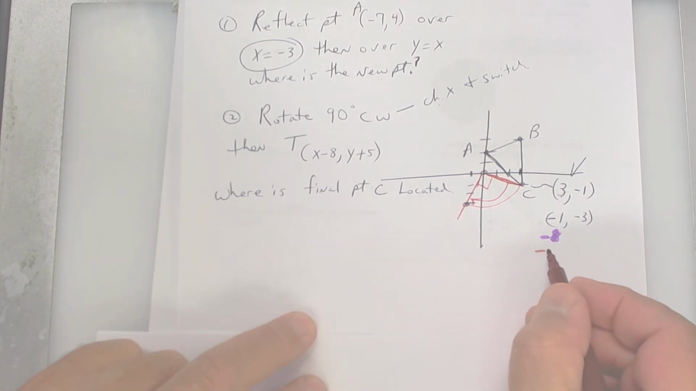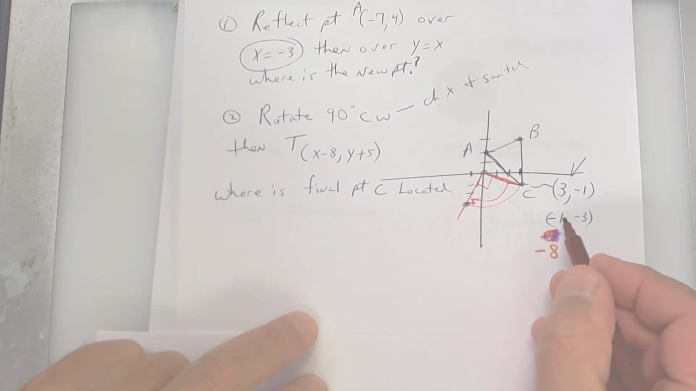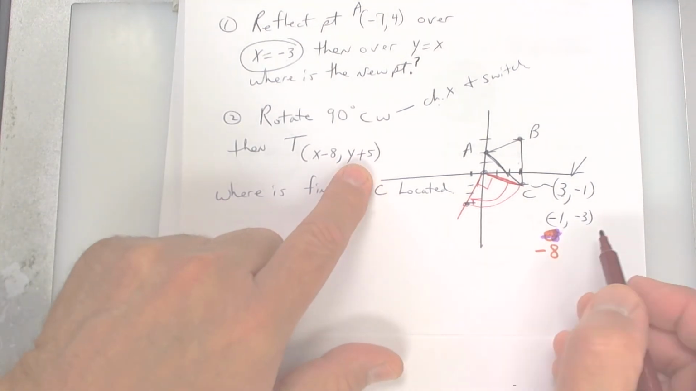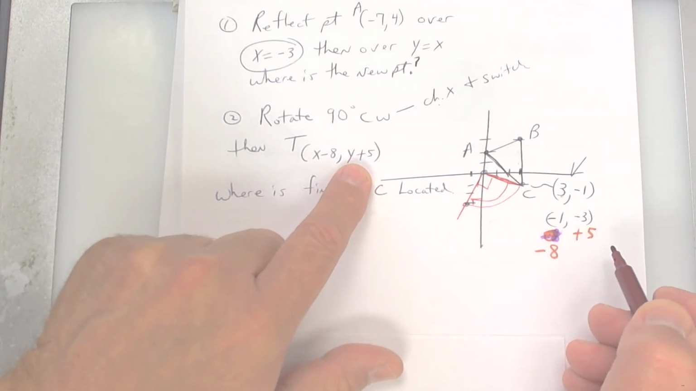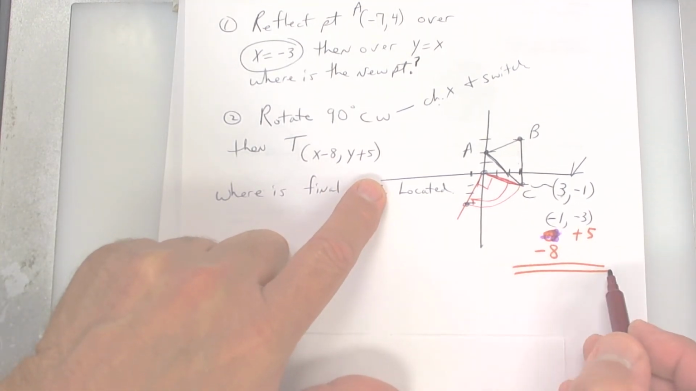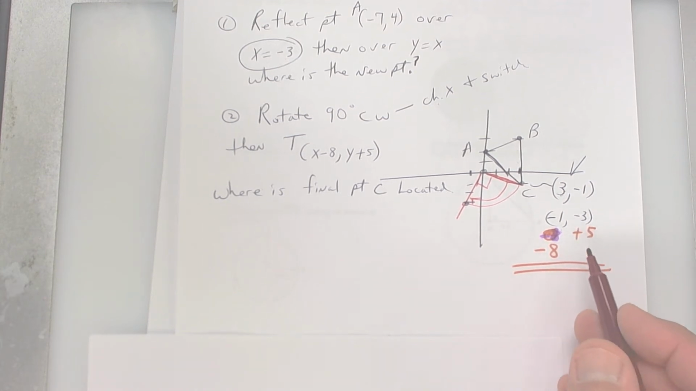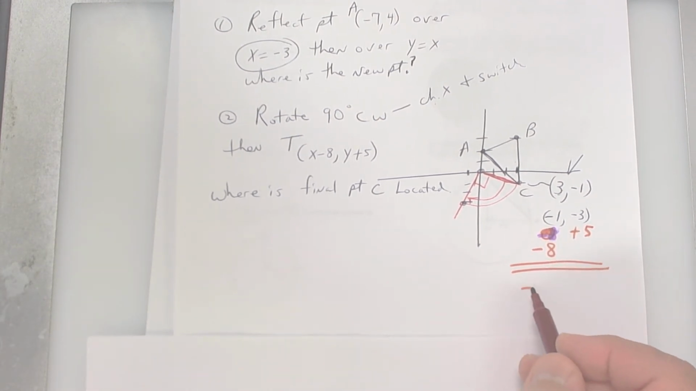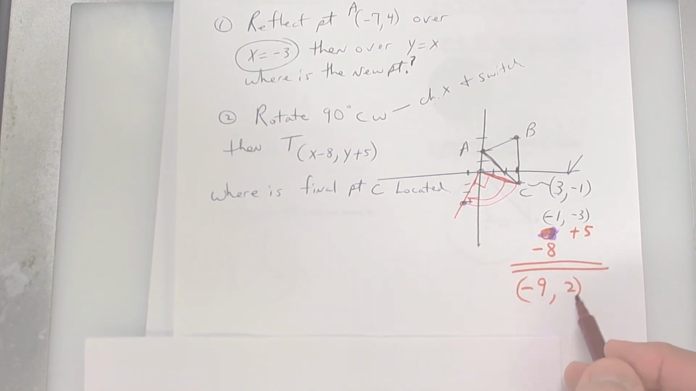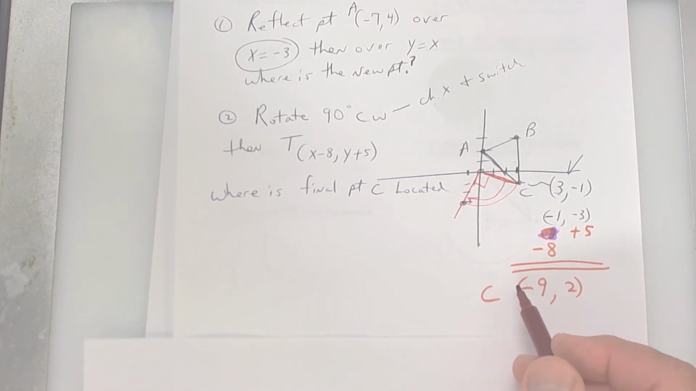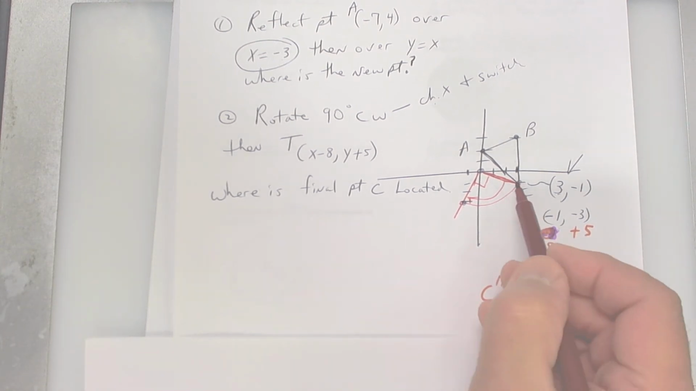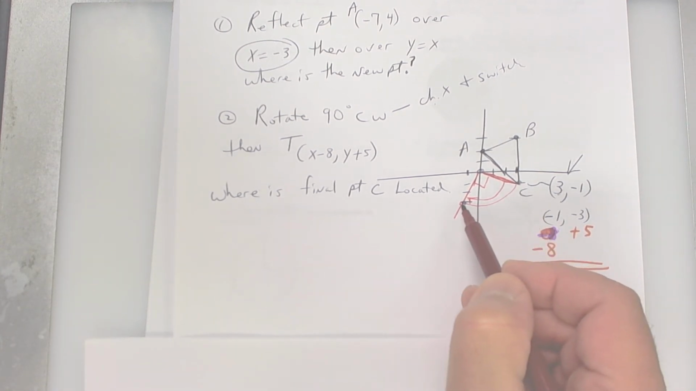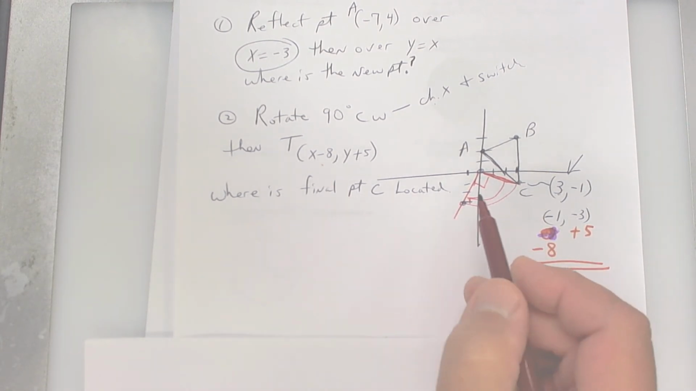So I'm going to put a -8 with my X, and I'm going to put a +5 with my Y. So the new point on the EOC for this problem, if you have one like this, would be -9 and then 2, because 5 minus 3 is 2. So point C double prime, because you moved it twice. You rotated it clockwise, and then you slid it to the left 8.